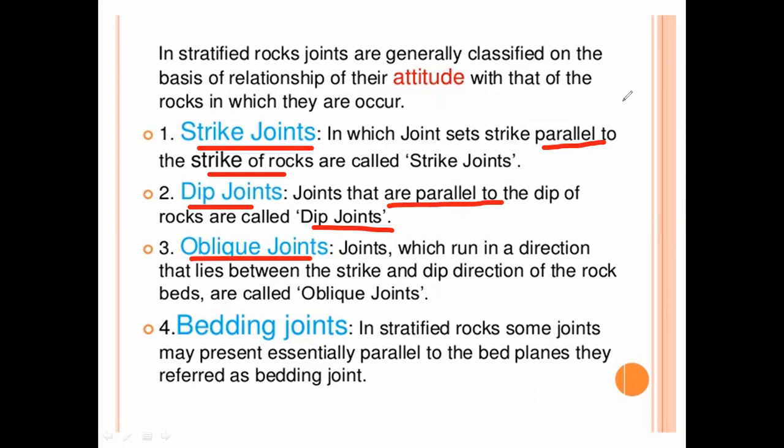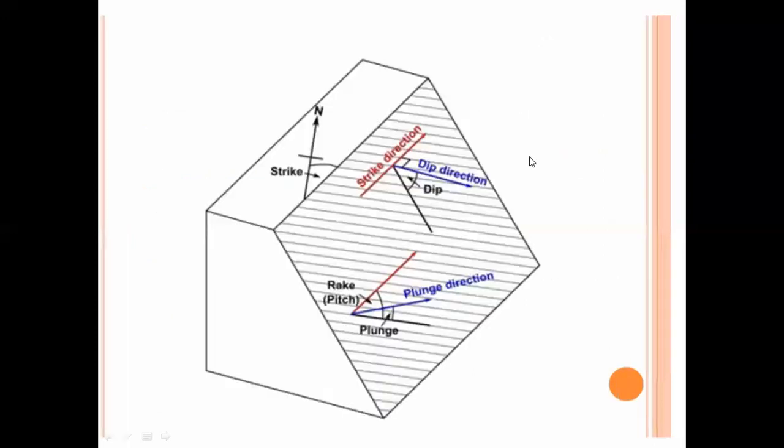So here I will show you what is the meaning of strike joint. Here the diagram which shows the strike and dip is given. So this is the strike direction, this is the dip direction.